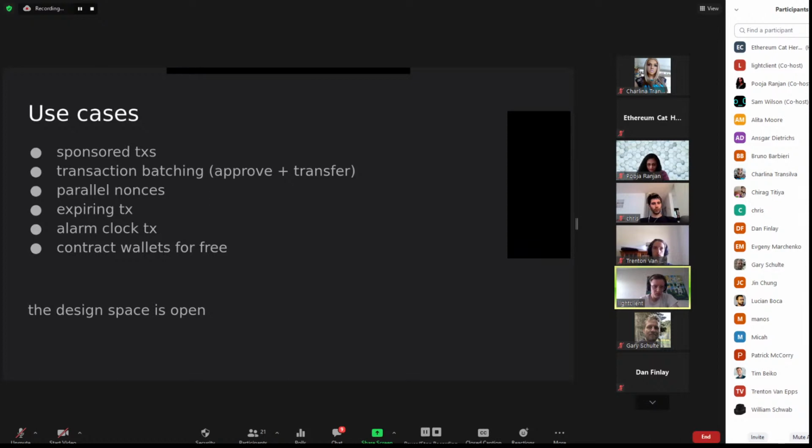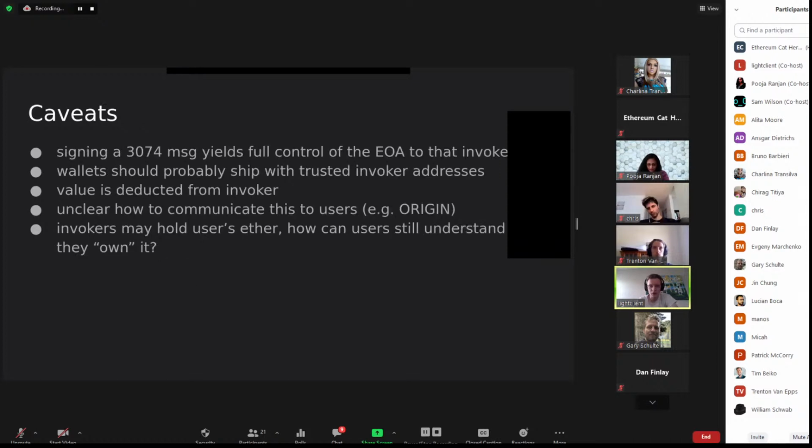So the caveats of 3074 are really important. Signing a 3074 message is going to give full control of your EOA to that invoker. And this is something that generally sounds scary, but you should think of it as very similar to using a smart contract wallet. And if you're okay with trusting a smart contract wallet, there's really no reason to not also trust a 3074 message or a 3074 invoker.